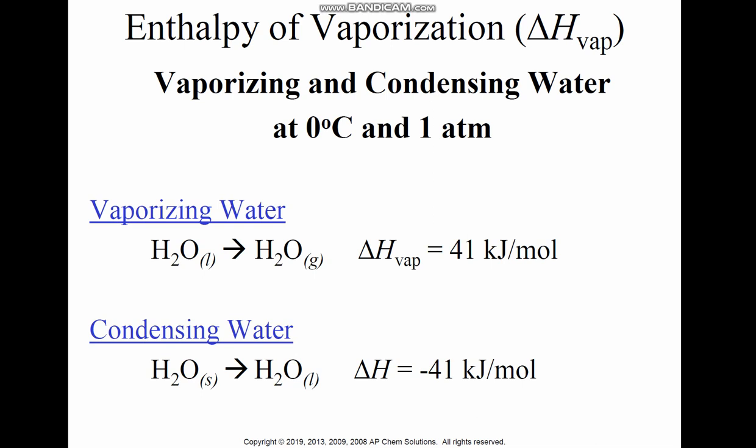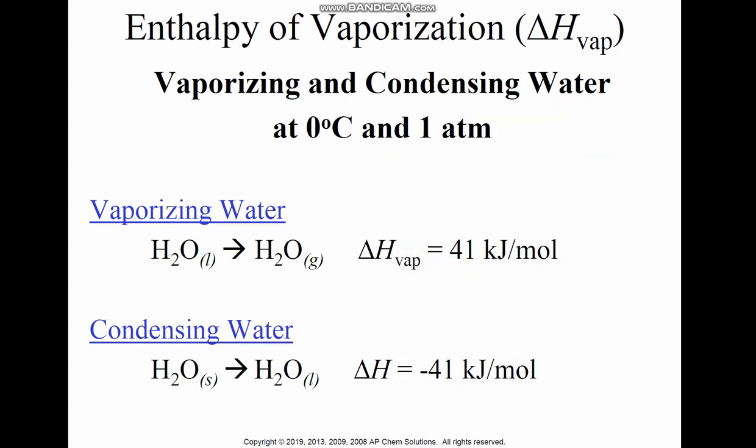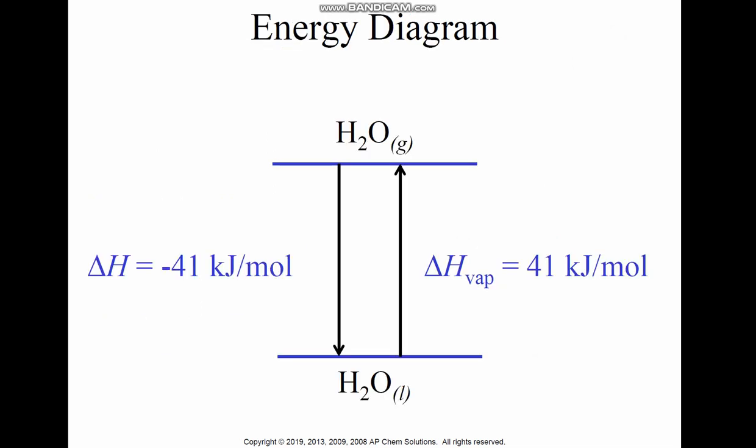Again, same thing we just talked about, vaporizing and condensing are opposite phase changes. So our quantity, our number, the magnitude is going to be equal, but they're just going to have opposite signs. Because in one, you have to put energy in, and in the other, you are actually releasing energy. Another way to look at it is with the energy diagram.